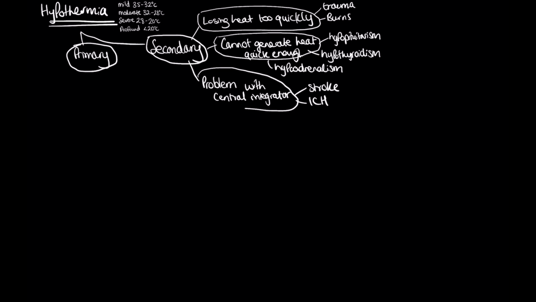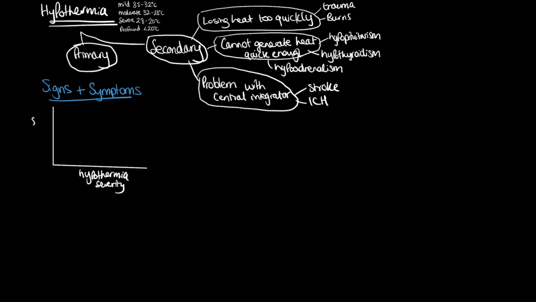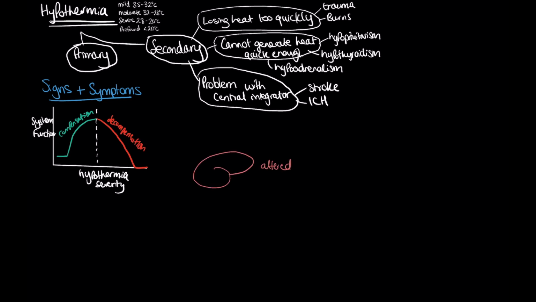Moving on to the signs and symptoms of hypothermia, you can classify these into different systems, but as a general rule, each system has an increase in activity, also known as the compensation phase, and then a decrease in activity, eventually completely halting, aka decompensation. For example, in the central nervous system, mild hypothermia results in impaired judgment and memory, but can progress to ataxia, slurred speech, and even coma.